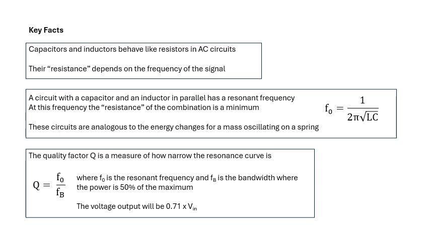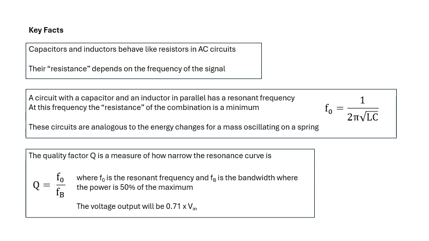So this was another video where I've covered an awful lot of stuff, and a lot of it maybe you've never seen before. Here are the key facts. Capacitors and inductors behave like resistors in AC circuits. An inductor is just a coil of wire. Their resistance, in inverted commas, depends on the frequency of the signal. A circuit with a capacitor and an inductor in parallel, we only look at the parallel, we don't look at them in series, has a resonant frequency. And at the resonant frequency, the resistance is a minimum.